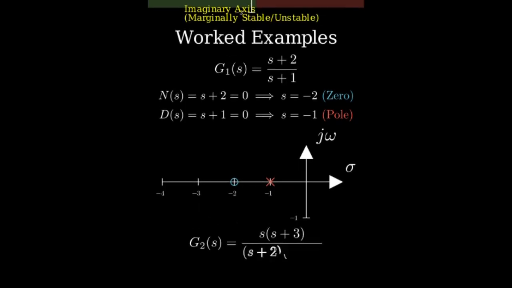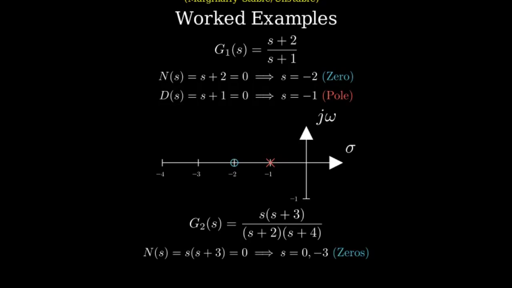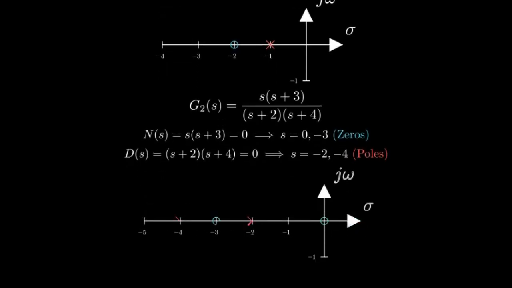Example 2. G2(s) equals s times (s plus 3) over (s plus 2) times (s plus 4). The numerator gives zeros at s equals 0 and s equals minus 3. The denominator gives poles at s equals minus 2 and s equals minus 4. Plotting these, we have circles at 0 and minus 3 and crosses at minus 2 and minus 4. All poles are in the left half plane, so this system is stable.